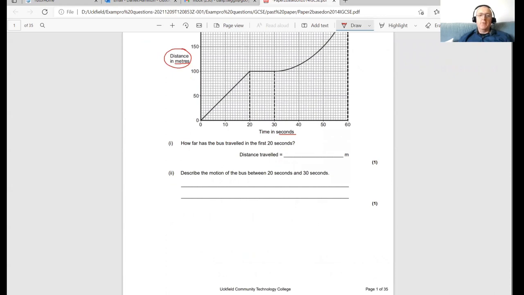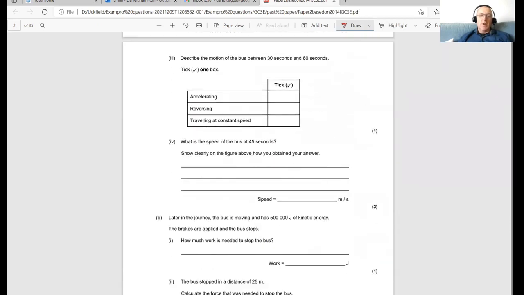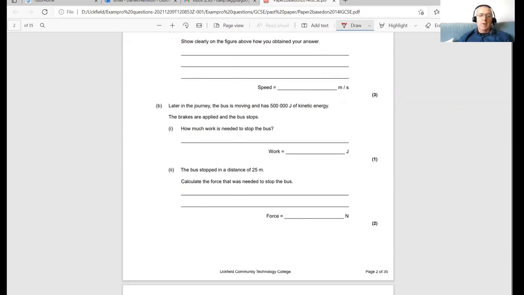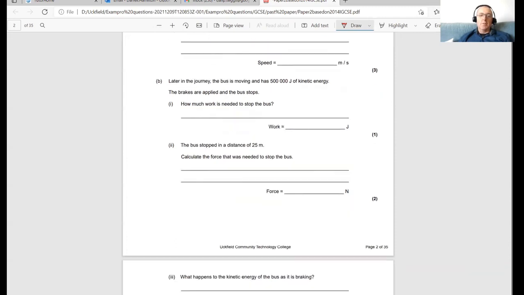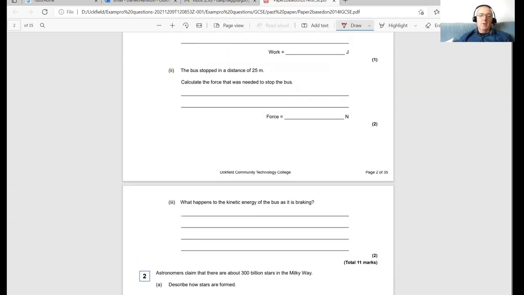How far has the bus traveled in the first 20 seconds? Describe the motion of the bus between 20 and 30 seconds. Describe the motion of the bus between 30 and 60 seconds, ticking the box. What's the speed of the bus at 45 seconds, showing your working? Later on, the bus is moving and has 500,000 joules of kinetic energy. The brakes are applied. How much work is needed to stop the bus? The bus stops in 25 meters. Calculate the force needed to stop the bus, and what happens to the KE of the bus as it is braking.